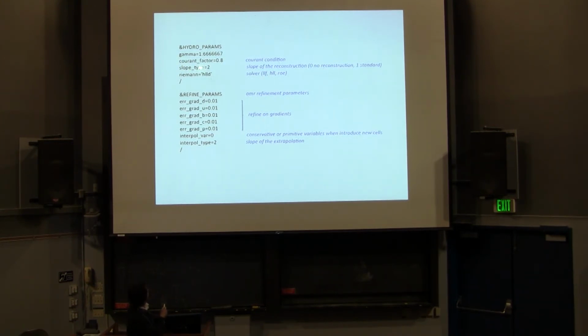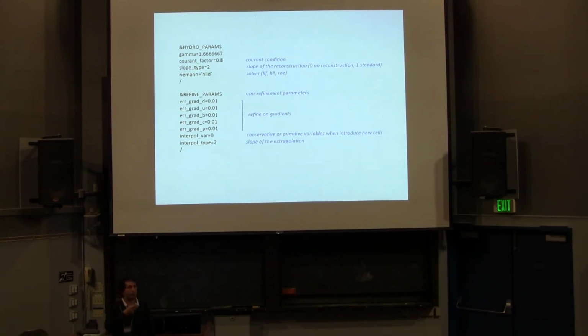Another important parameter is the slope type, which controls the accuracy of the reconstruction. It is needed in order to get second order accuracy, something I will describe tomorrow in more detail. In order to get second order accuracy, you need to reconstruct or interpolate the variables at the boundary of your mesh. And the way you do that is extremely important.